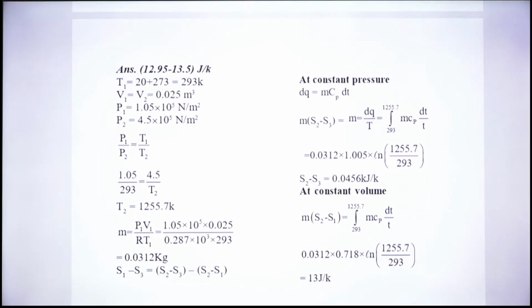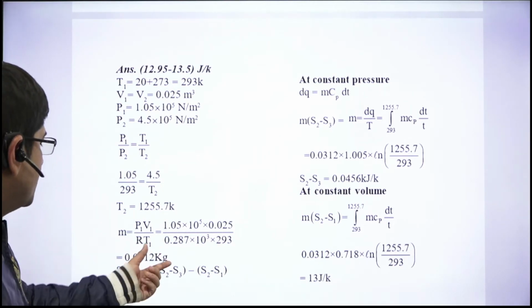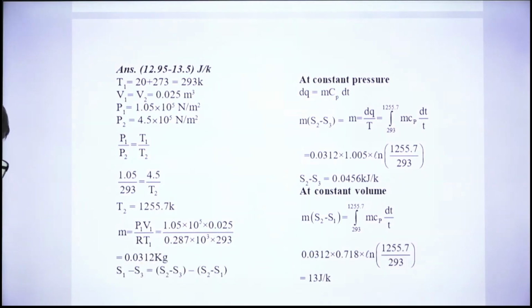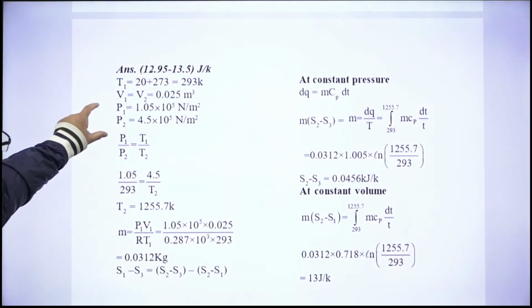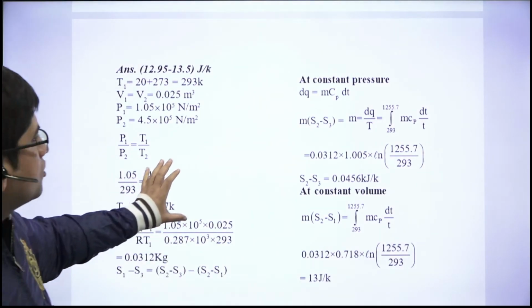So from this we get the temperature T2 in Kelvin. Mass can be calculated, PV is equal to MRT. So for air, R is 0.287 kilojoule per kg Kelvin. Normally these values are given. We can calculate S1 minus S2 using this formula.